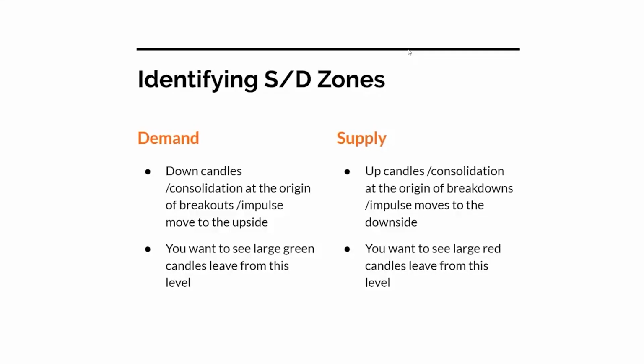So, identifying supply and demand zones. Basically, you want to look at the down candles or the consolidation at the origin of a breakout or impulse move to the upside. So really you want to see large green candles leave from that level, and that's basically a demand zone. And it's the opposite for a supply zone.